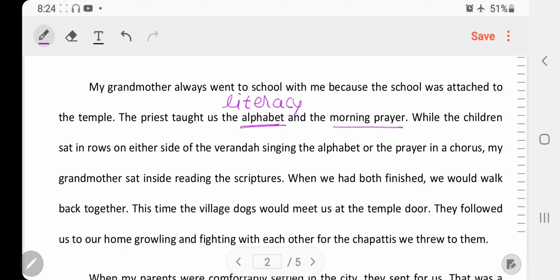While the children sat in rows, lines, you understand, on either side of the veranda, singing the alphabet or the prayer in chorus. Chorus, you understand, all together, that is chorus.